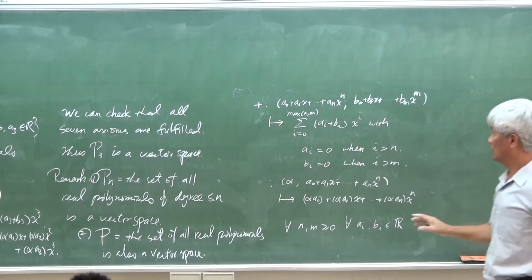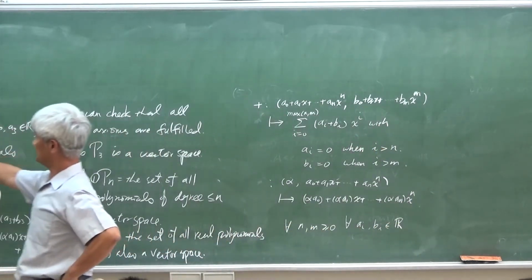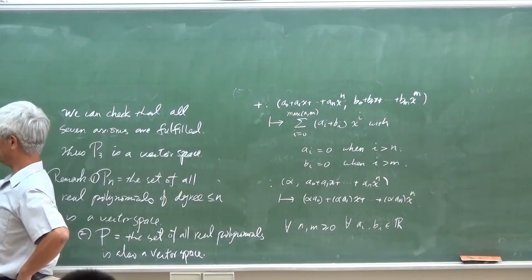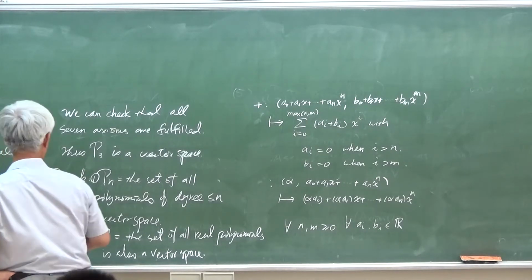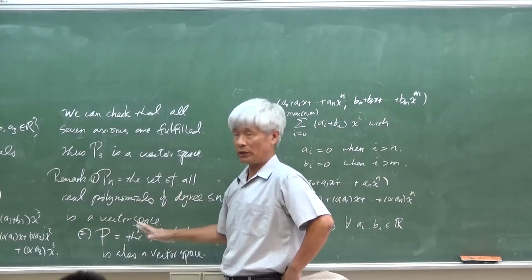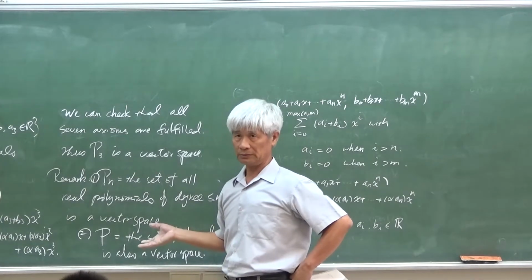Okay, so we now start from the set of all real polynomials of degree at most 3. We know it is a vector space. We extended that it is true for P_n, and also it's true for P. P is the set of all real polynomials.